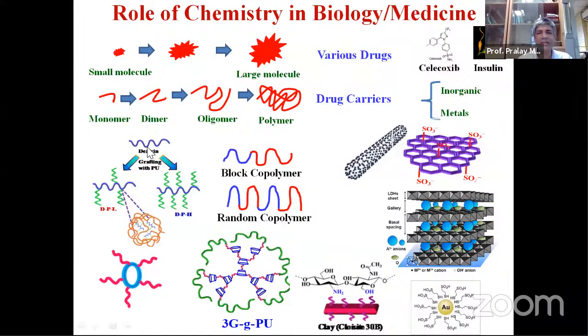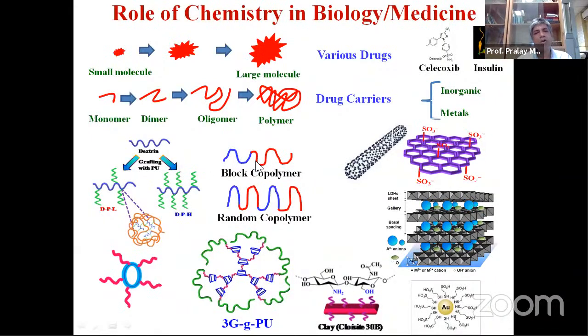Polymers are of different types. One is the linear polymers, and one can do some chemistry like grafting and attaching several other groups with these polymers, whose density can be varied and whose chain size can be varied as well. So this is the linear polymer, which can be modified through graft chemistry.